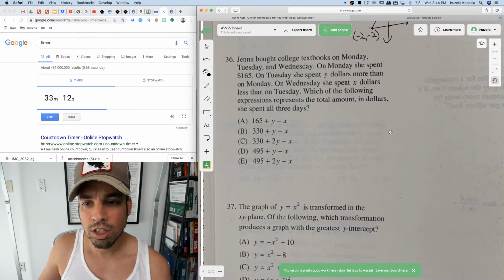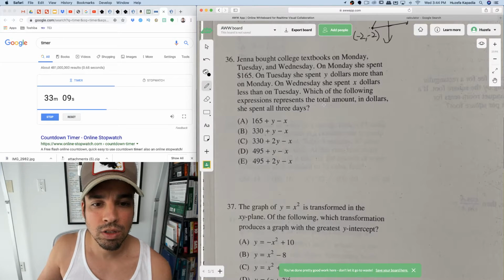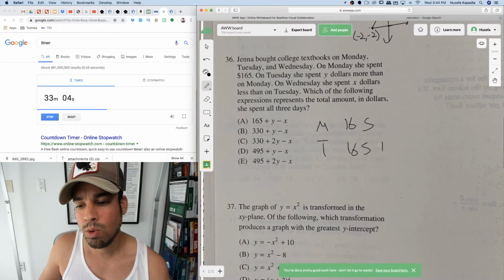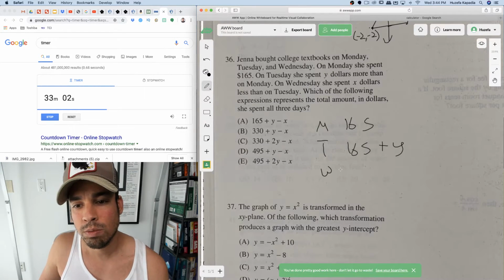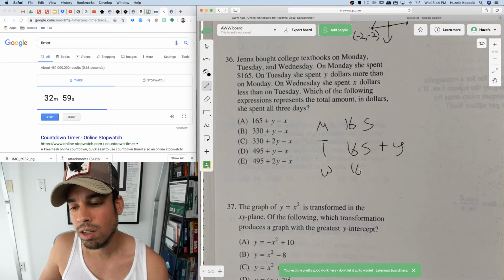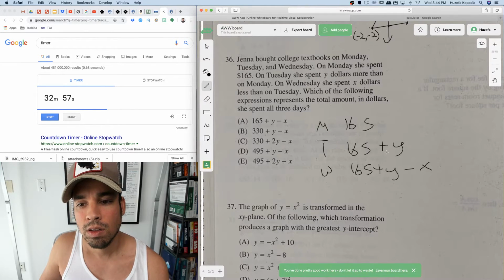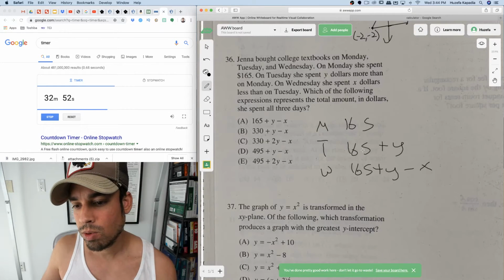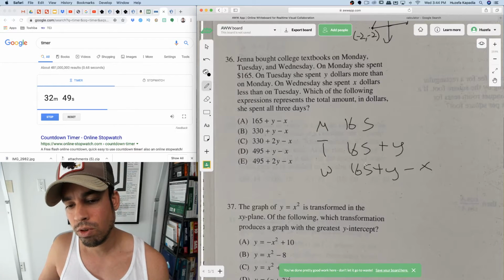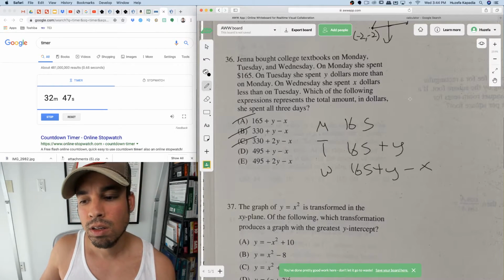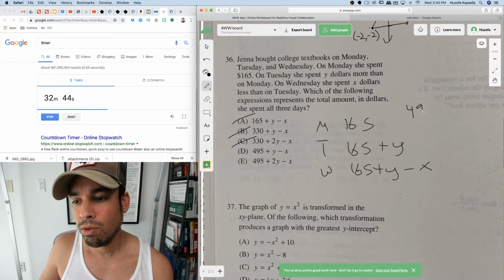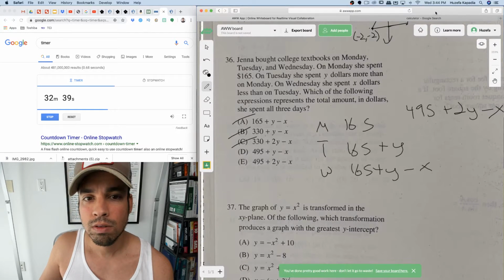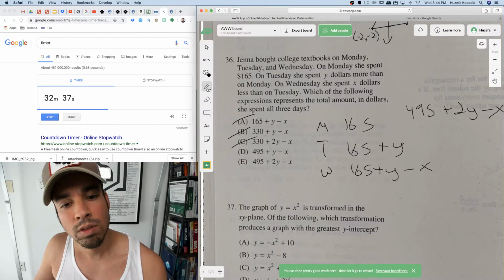Jenna bought college textbooks on Monday, Tuesday, Wednesday. On Monday, she spent 165. Tuesday, she spent Y dollars more. On Wednesday, she spent X dollars less than Tuesday. Which of the following expressions represents the total in dollars she spent all 3 days? So add these up. So 165 plus 165 is 330, 430, 495. So 495 plus 2y minus x. Oops. That one.